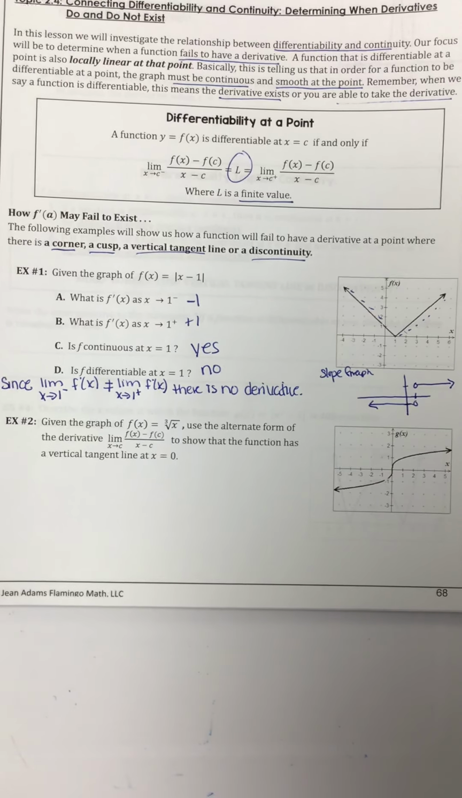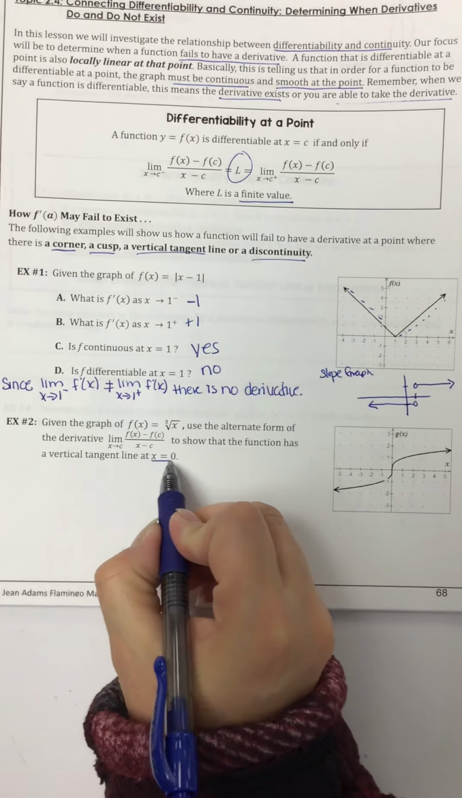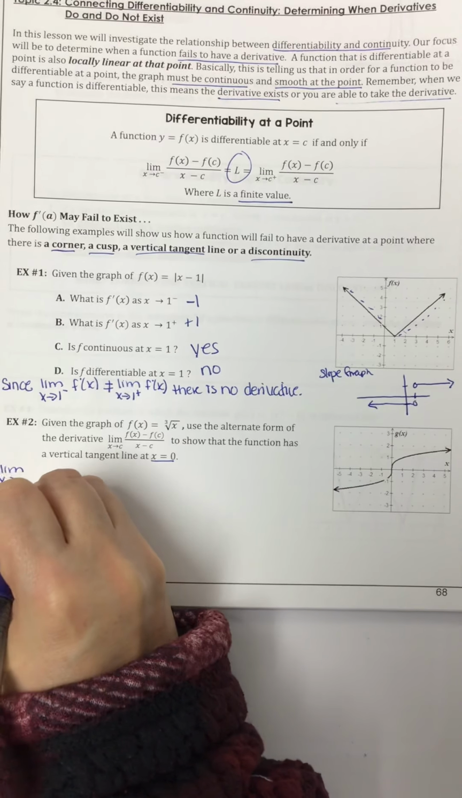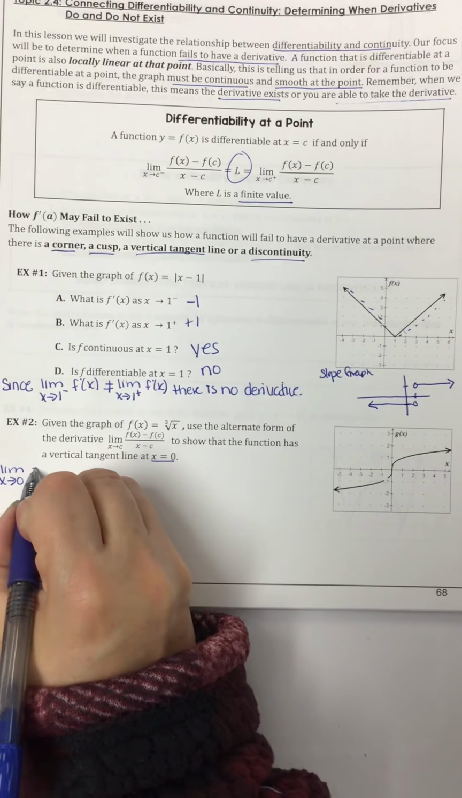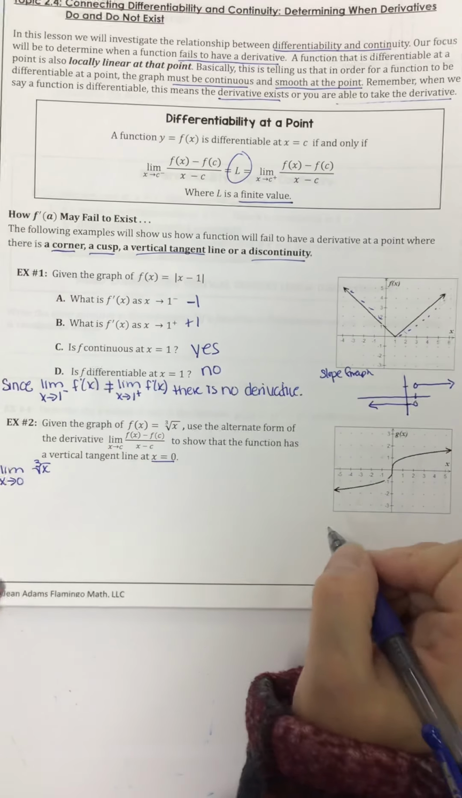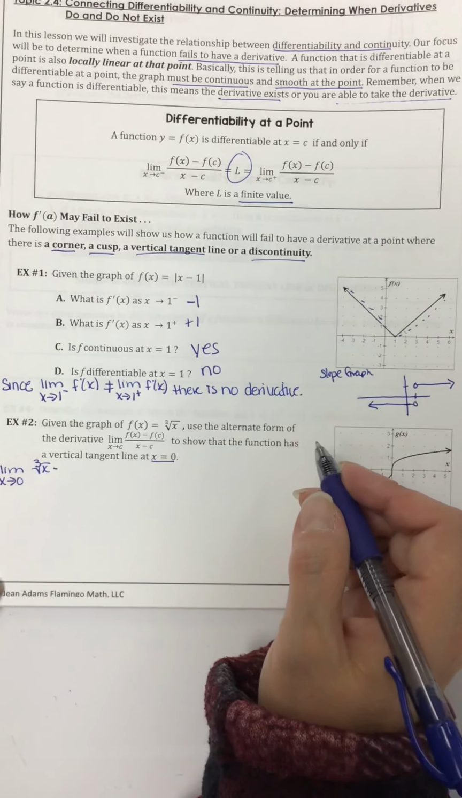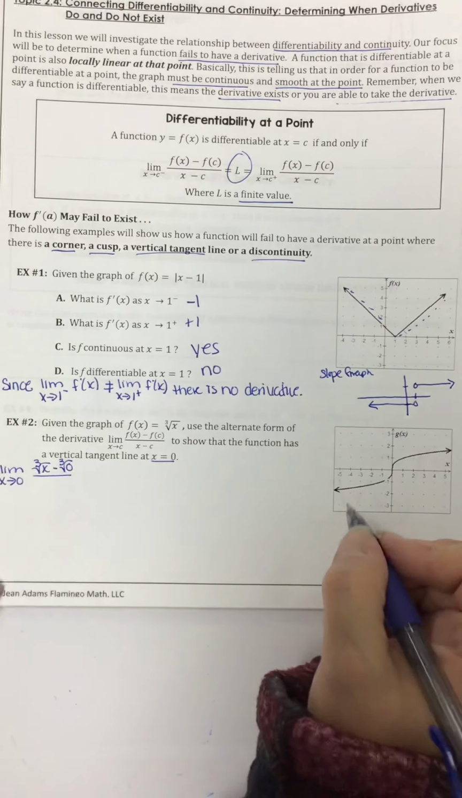Given the graph of f of x equals the cube root of x, use the alternate form of the derivative to show that the function has a vertical tangent line at x equals 0. Well, let's use the alternate form. So we're talking about when x is 0. So the limit as x approaches 0 of f of x, the cube root of x, minus f of c. Well, c is 0, so we're talking about the cube root of 0 over x minus 0.